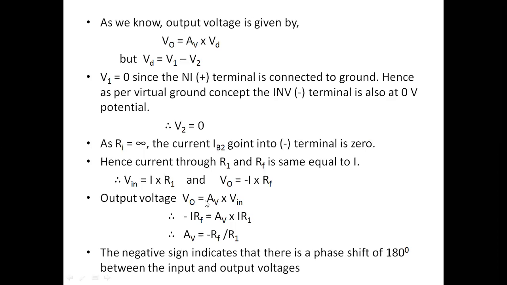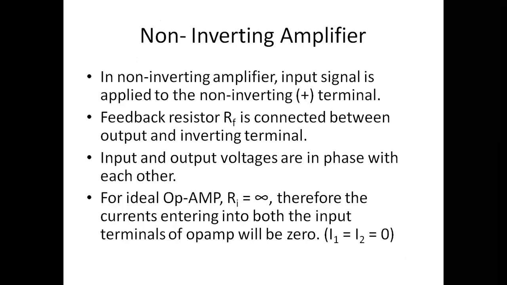So now we have the equation for the output voltage in terms of gain and the input voltage. We can write the equations for V in and VO here. Your equation will become minus I RF equal to AV into I R1. If we solve this, I will get cancelled, and you will get AV equal to minus RF upon R1. So we call this amplifier an inverting amplifier, because the output has a 180-degree phase shift with respect to the input voltage.